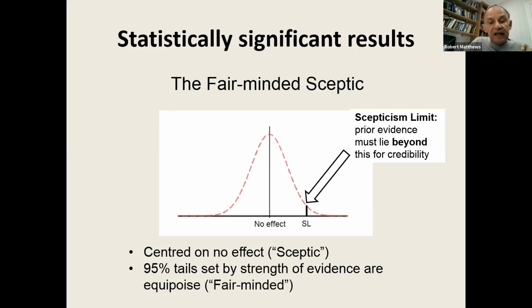And basically that's how the skeptic imposes his or her skepticism. Unless the evidence is such that it lies beyond the skepticism limit, the skeptic can drag the new findings' weight of evidence back across the no effect line. In other words, the new evidence and the prior evidence combined end up producing a non-credible posterior. So we're looking to calculate that skepticism level for each new finding that we encounter using the stated 95% confidence interval that researchers use to sum up their findings.